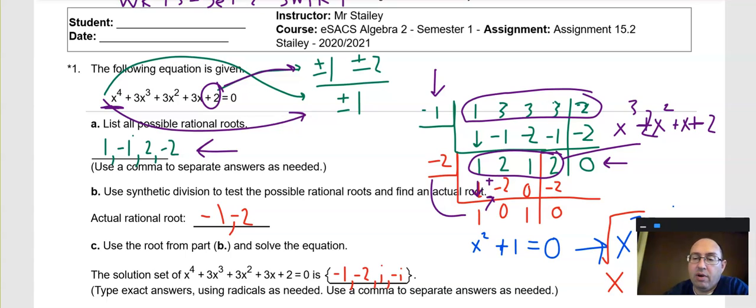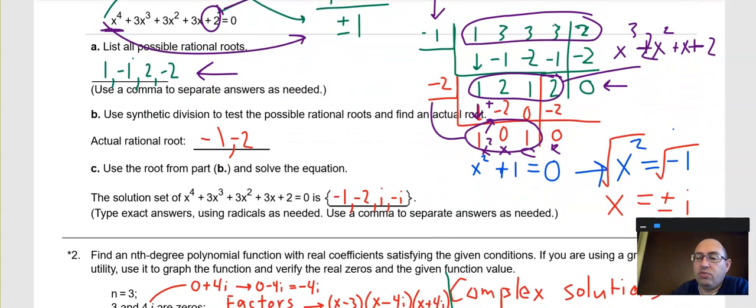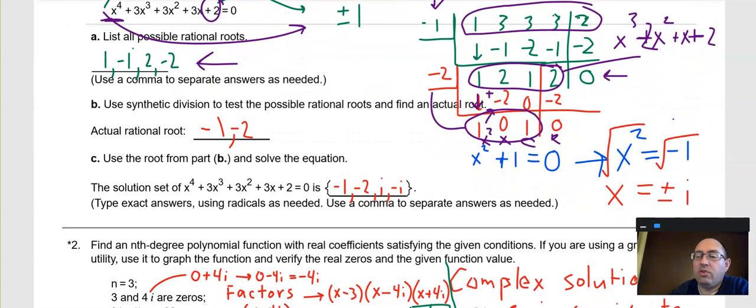What I ended up with was a quadratic, right? If my remainders over here, my constants here, my linear terms here, my squared terms here. So that would be x squared plus 1. X squared plus 1. Well, when does that equal 0? Well, that's when you set this equal to 0, or I'm sorry, when you start solving.